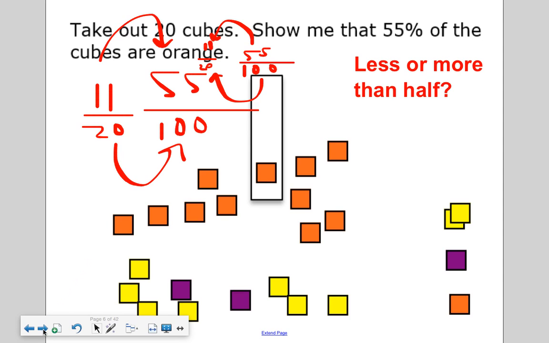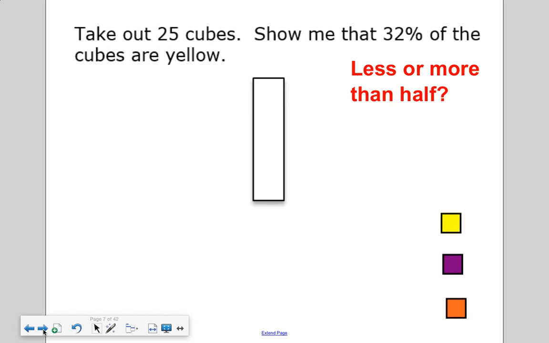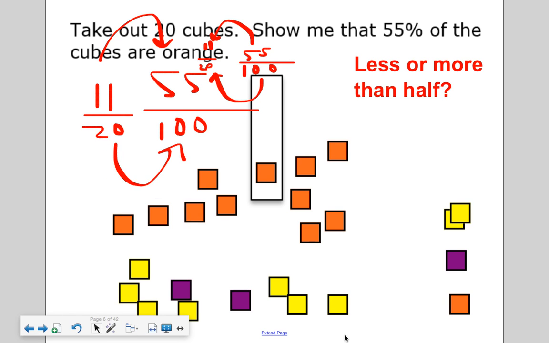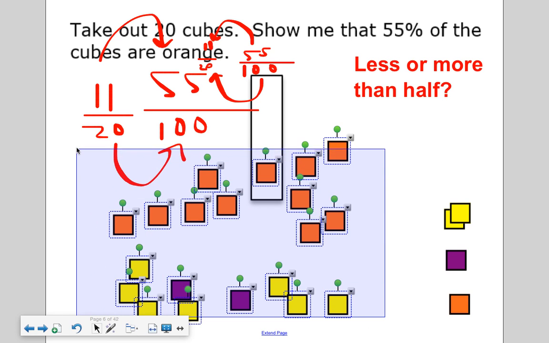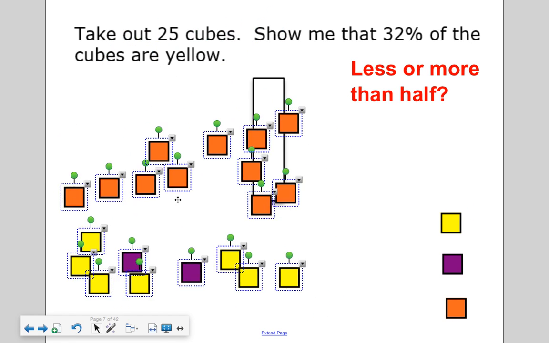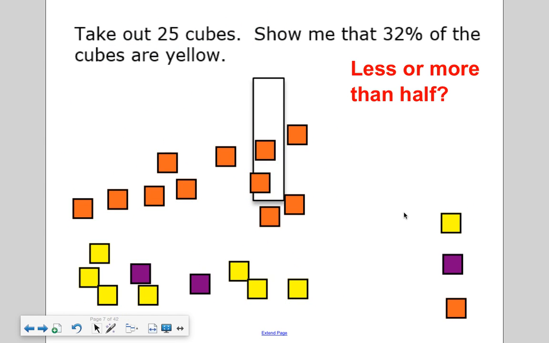Alright, next one. You have 25 cubes. Show that 32% are yellow. Well, you know what? I'm going to copy these at the same time. Copy. Paste. So here are 20 cubes and 32%. That's less than half, so it would be about 12 or less. So I'll take out 3, 6, 9 yellow.